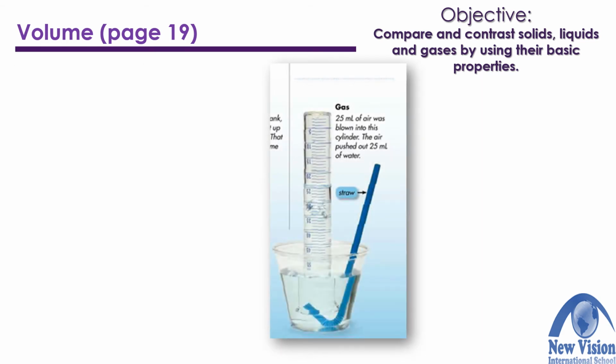Just like solids and liquids, gases have volume too. In fact, a small mass of gas can fill a large volume. You can measure the volume of a gas using an upside-down, partially submerged graduated cylinder filled with water. If you blow air into the cylinder with a straw, the bubbles will push some water out. The volume of water pushed out is the same as the volume of the gas. 25 ml of air was blown into this cylinder. The air pushed out 25 ml of water.